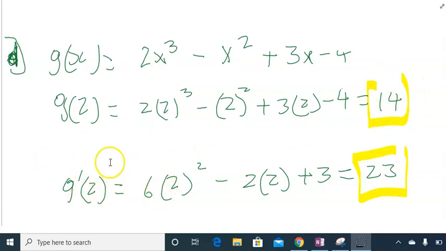Now your g prime of 2 would be whatever your inside function was, which was 6t squared minus 2t plus 3. We plug in the 2 for t, where the x would be. So 2 goes right there wherever you see those t's: 6 times 2 squared minus 2 times 2 plus 3, and that will be equal to 23.